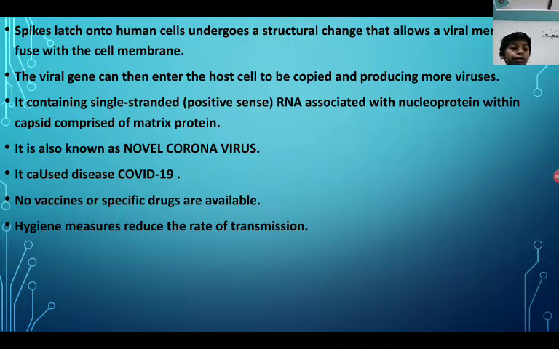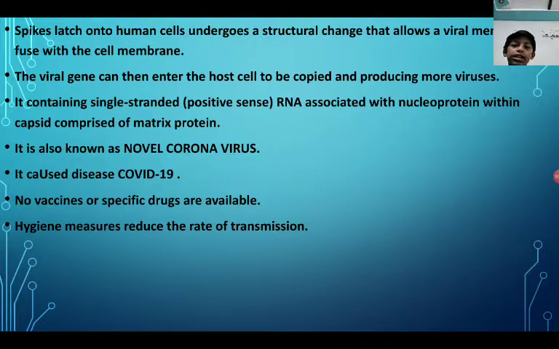What happens is, when the coronavirus sits on our cells, it injects its membrane to fuse with the cell membrane, and it then takes energy from it. And this viral gene can then enter the host cell to be copied, producing more viruses. By taking energy from the host cell, it can multiply, and the host cell eventually dies, as we saw in the previous slides. And when the host cells die, the person becomes ill and can eventually die.